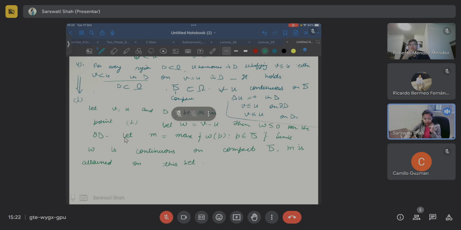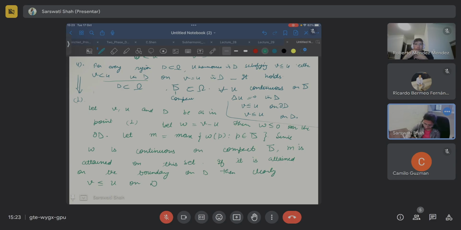If it is attained on the boundary of D, then clearly V is less than or equal to U on D. Since V is less than or equal to U on the boundary of D, we have defined W to be less than or equal to 0 on the boundary of D.